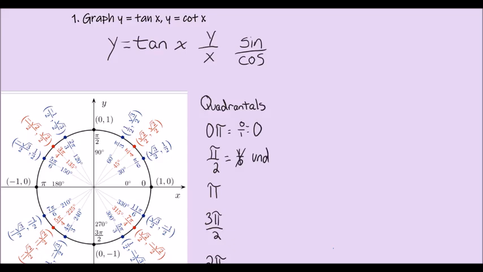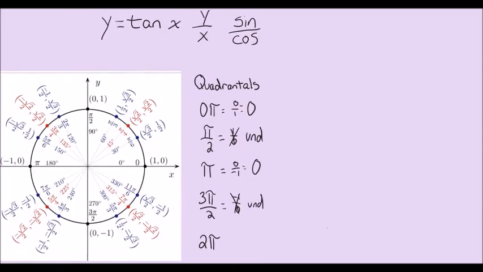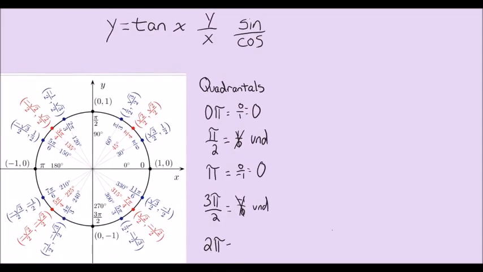Pi itself, pi would be 0 over -1. That's fine. That's acceptable. That would just be 0. 3 pi over 2. Well, 3 pi over 2 is going to be, let's see, -1 over 0. We can't have that, so that's undefined. And then lastly, we have 2 pi. And 2 pi is the same as 0 pi, which would just be 0.